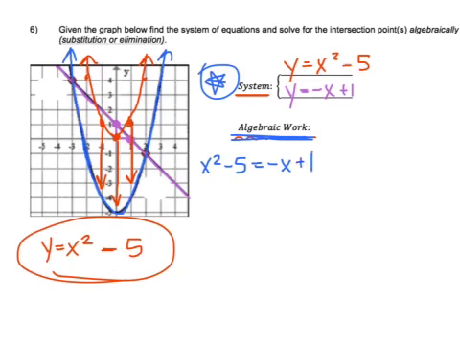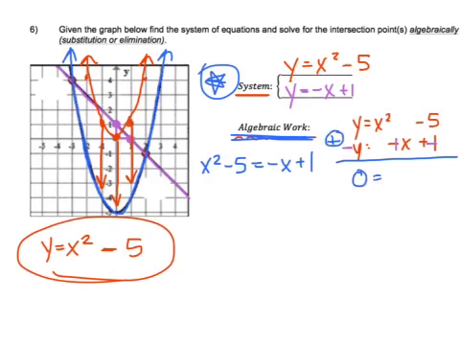Elimination method is going to take a little more work. We have our parabola, y equals x squared minus 5, and we have our other one, y equals the opposite of x plus 1. And now we need to make opposites. Multiply this bottom one by negative: negative x becomes positive, 1 becomes negative. And now go ahead and add them together. y minus y is 0. We have x squared, we have a positive x, and negative 5 plus negative 1 is a negative 6.